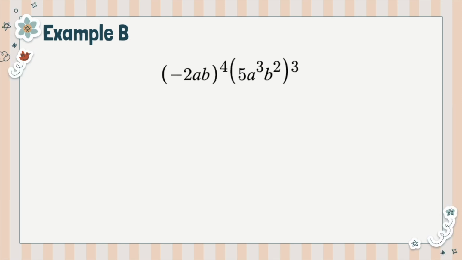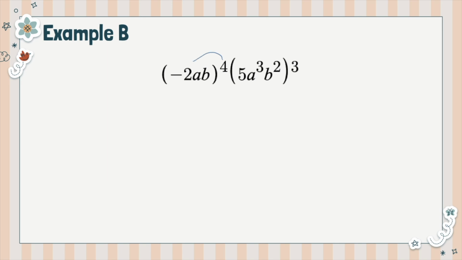All right, so here in example B, we've got a problem where we've got powers being raised first and then being multiplied. So we have negative 2ab raised to the 4th power times 5a to the 3rd, b to the 2nd, to the 3rd power. So again, we're going to have to follow our order of operations first. We're going to use our exponents to begin with. So we've got to take care of everything being raised to the 4th power and everything being raised to the 3rd power before I can go any further.